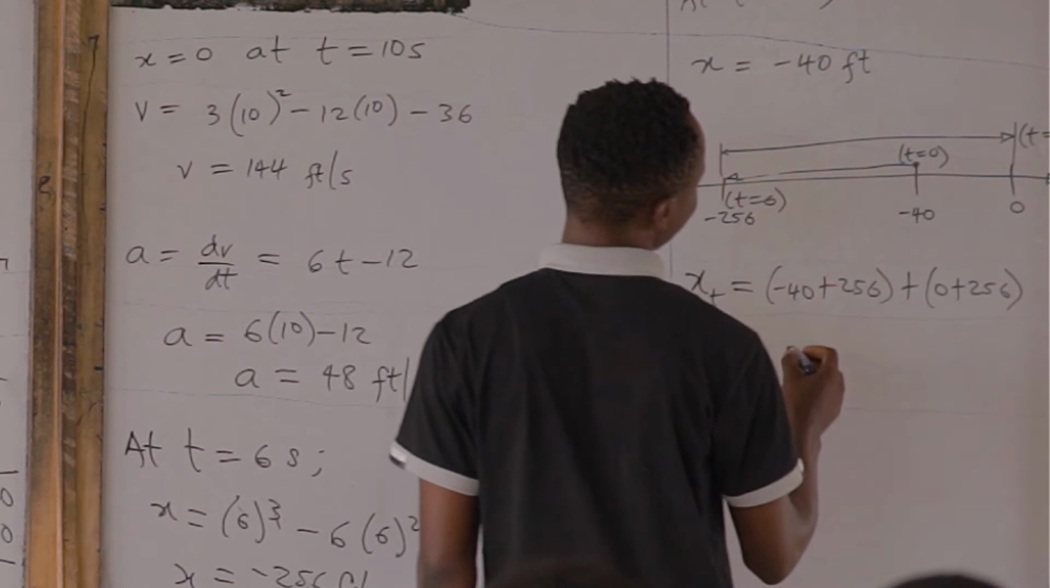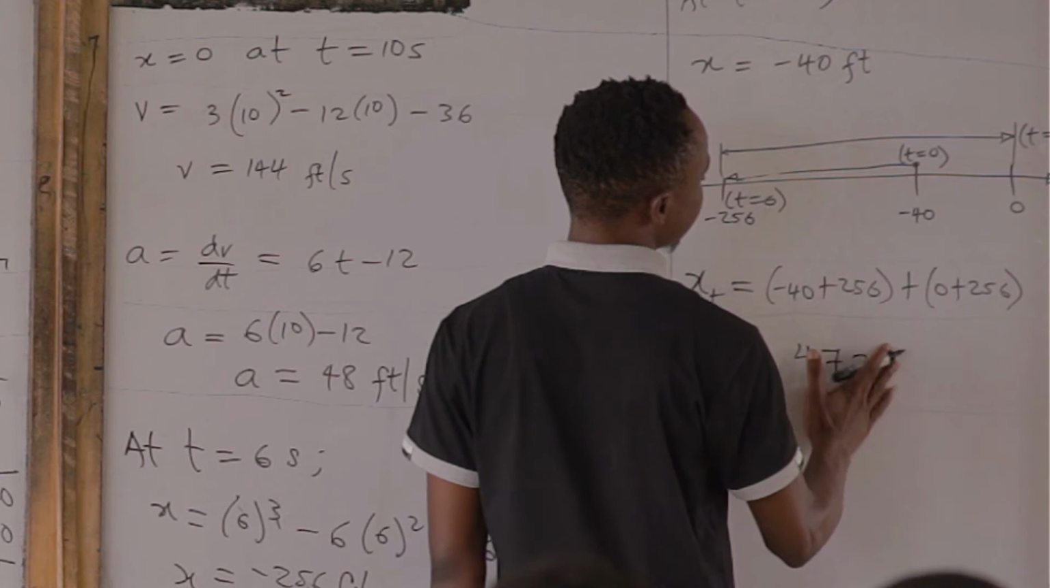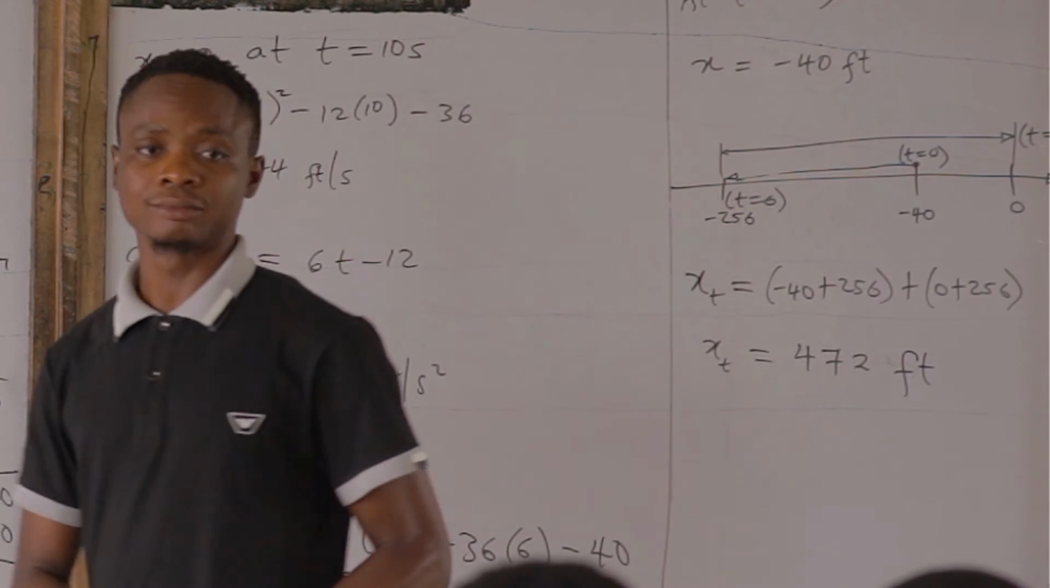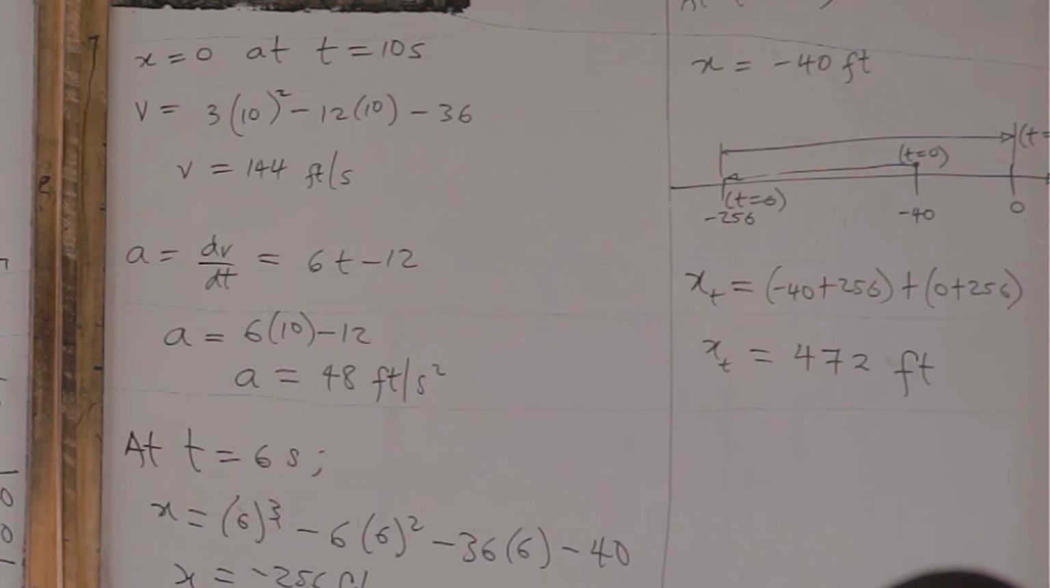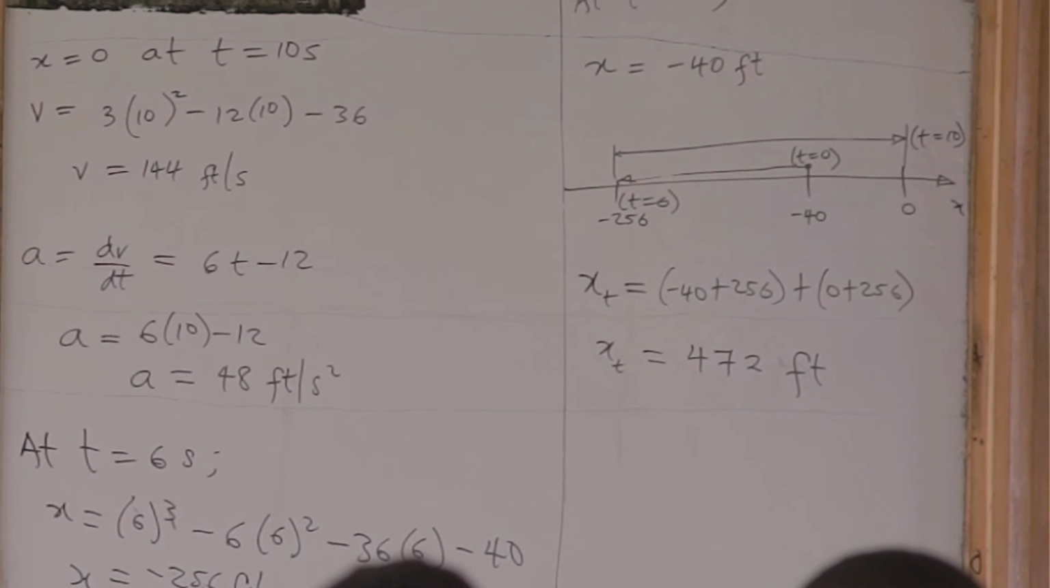472 feet. It doesn't matter how you took it. We just take the higher one and the lower one. Even with the negative values, it is the higher one minus the lower one, because it's distance. Yes, higher one minus lower one. Minus 40 is higher than minus 256.